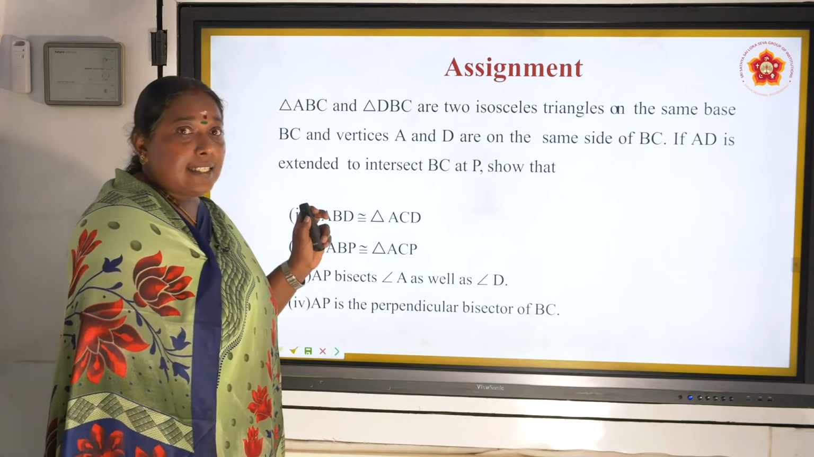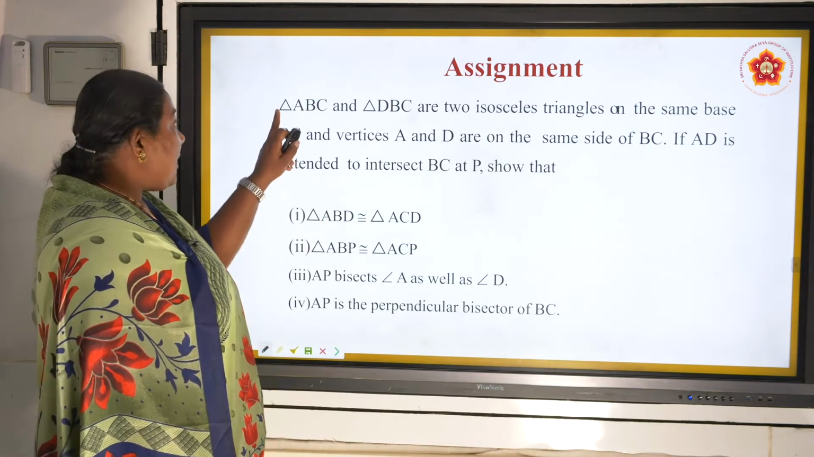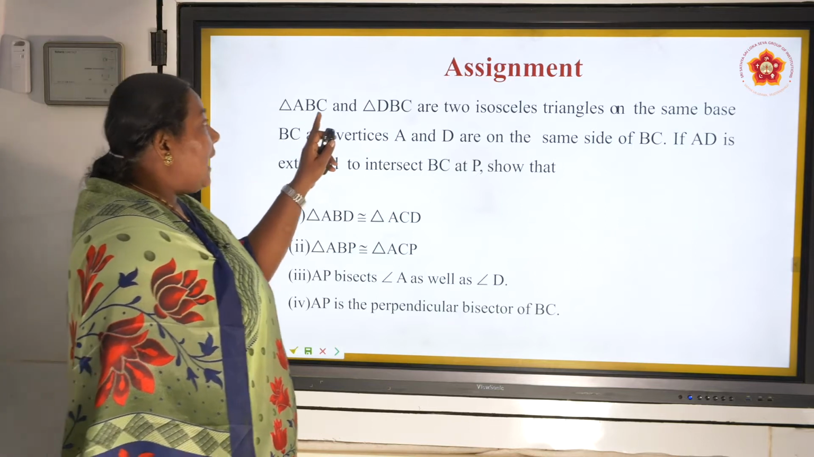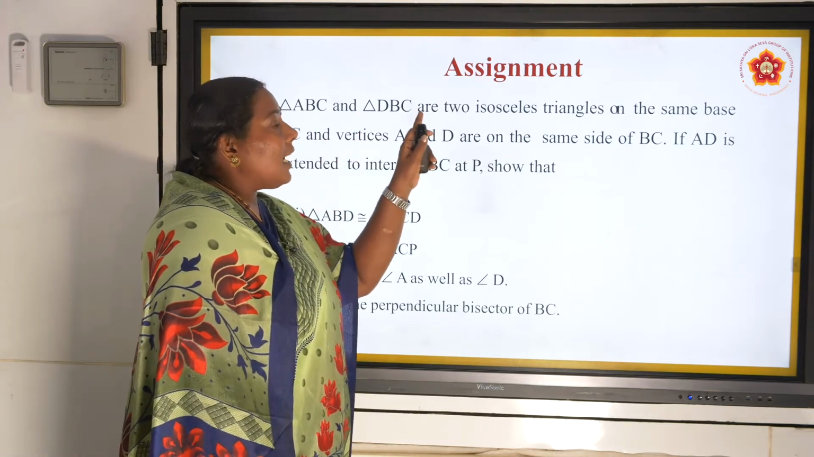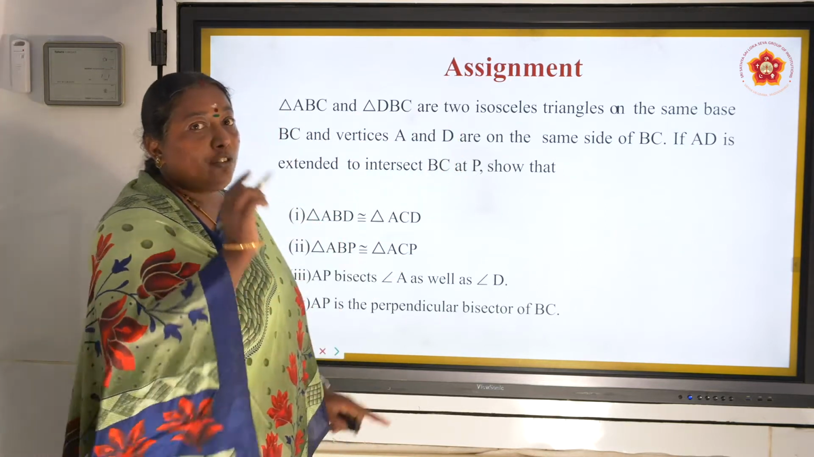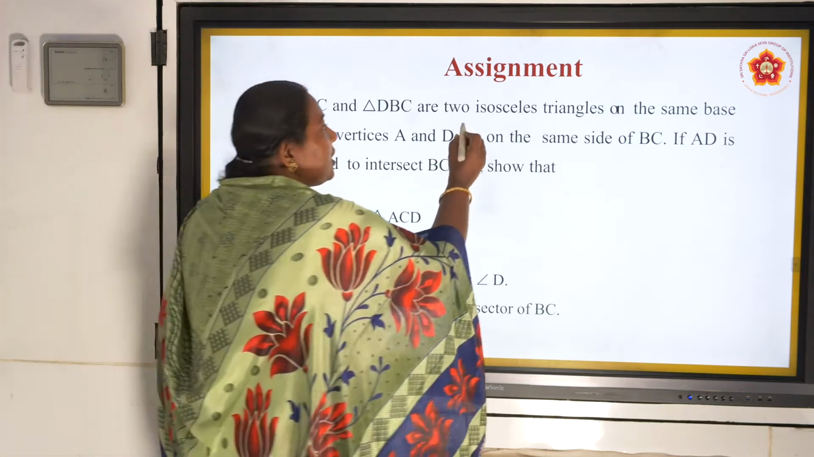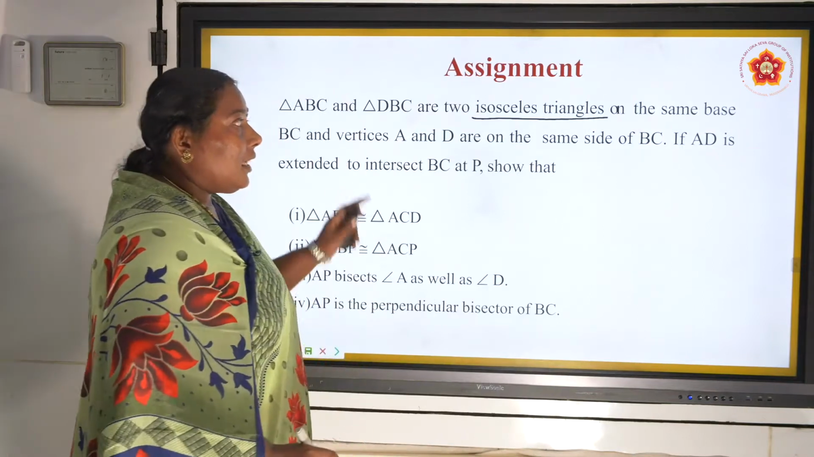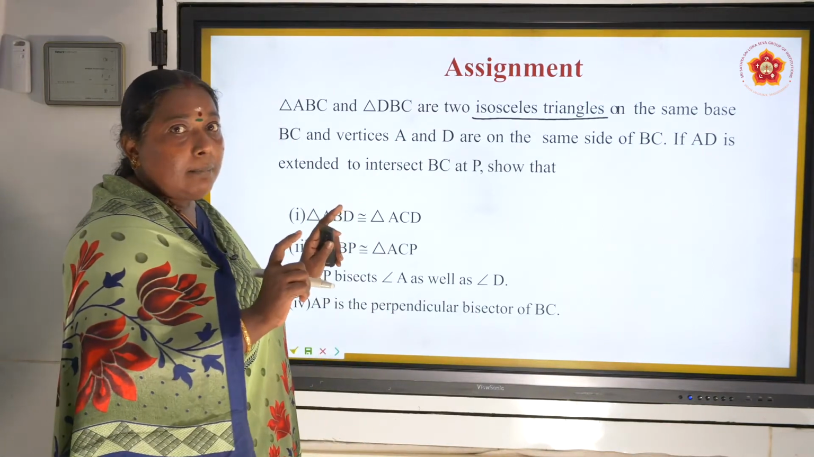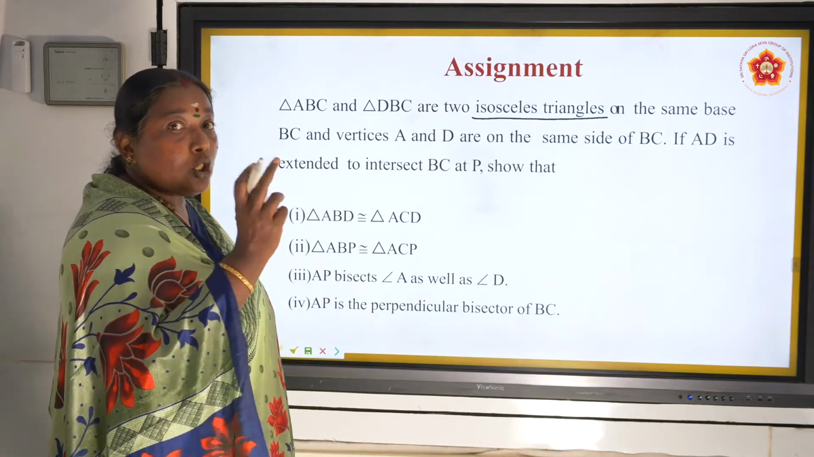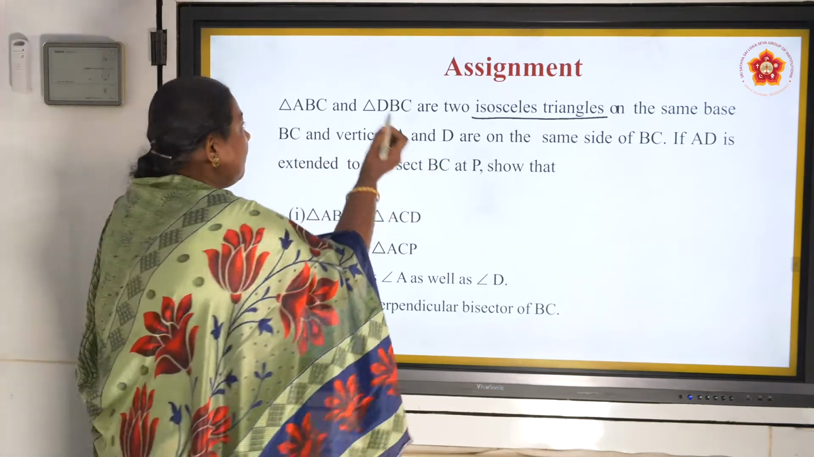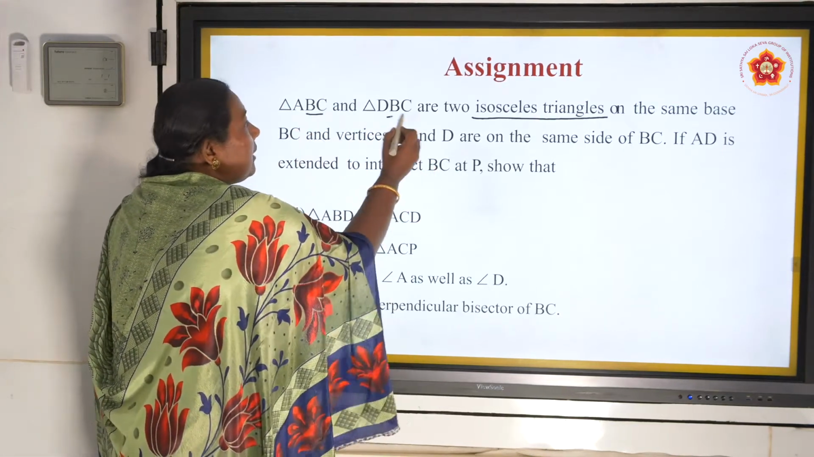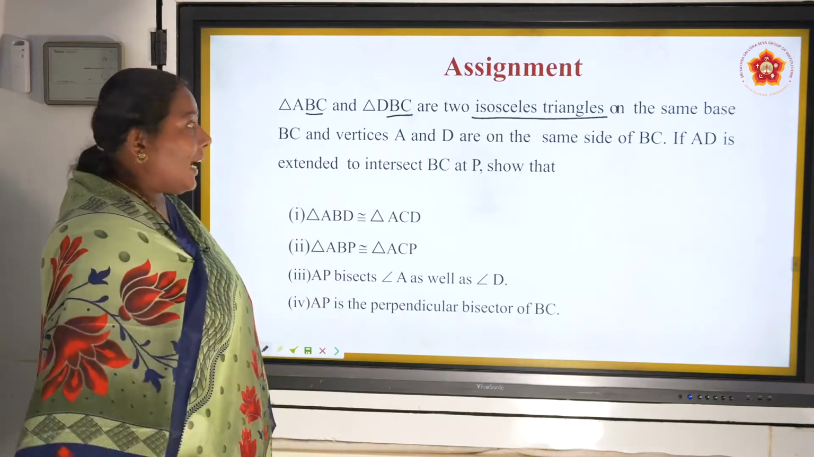So in this assignment they have told, triangle ABC and triangle DBC are isosceles triangles. So first underline here, isosceles. Then they both are on the same base. So base means a side should be common. Which is common here? BC, BC. So put an underline there also.